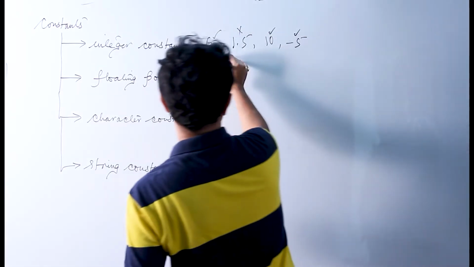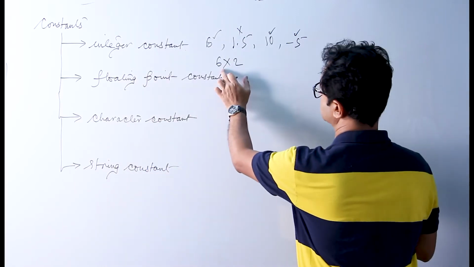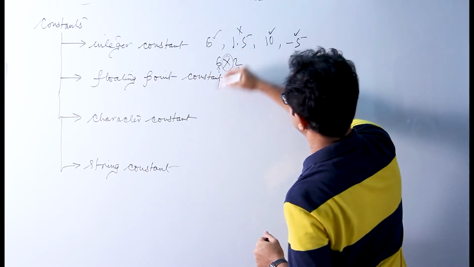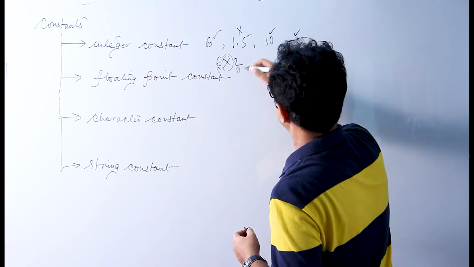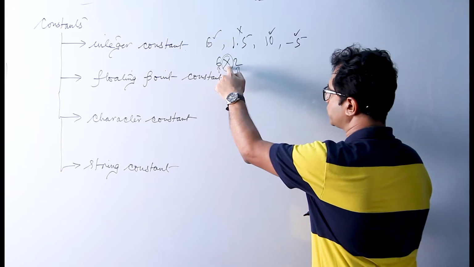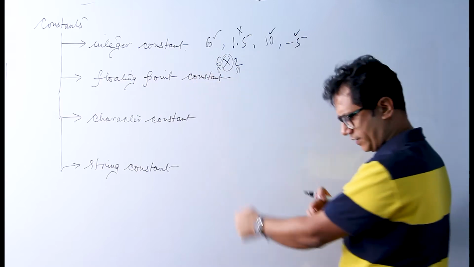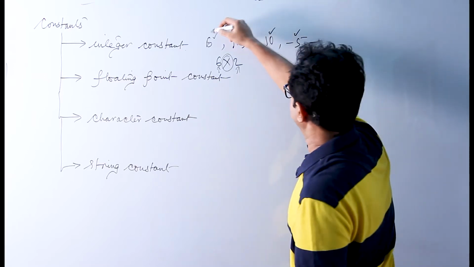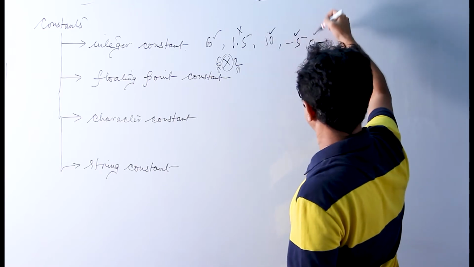So we can write like this and check whether it is an integer constant: 6 into 2. This 6 is an integer, 2 is an integer, but since we have placed a multiplication sign between them, overall this is not an integer constant because the symbol is not an integer. So operators are not allowed in defining an integer constant. These are integer constants: 6, 10, minus 5. You can also take 0 as well. This is also an integer constant.